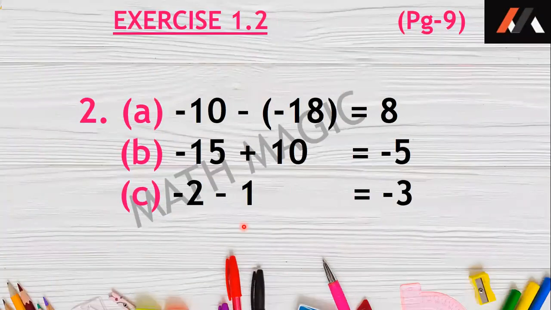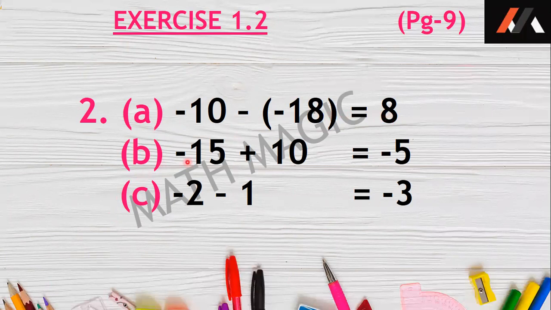The first part tells that the difference of two negative integers should be 8. Let me take two negative integers and subtract them from each other. So I took minus 10 minus minus 18, because it's the difference. But I know that minus into minus is plus. So minus 10 plus 18 is equal to positive 8.